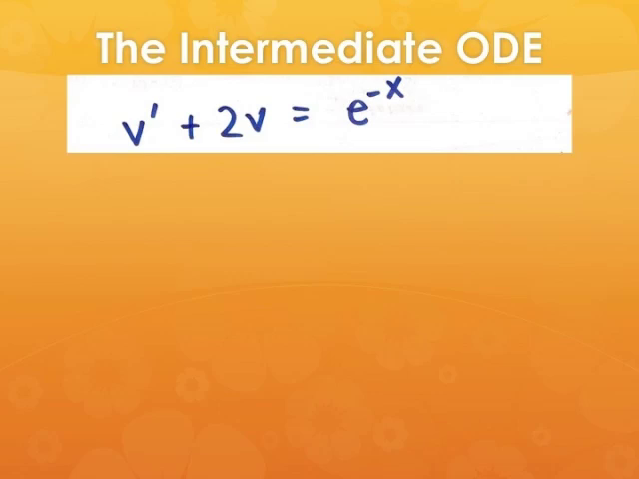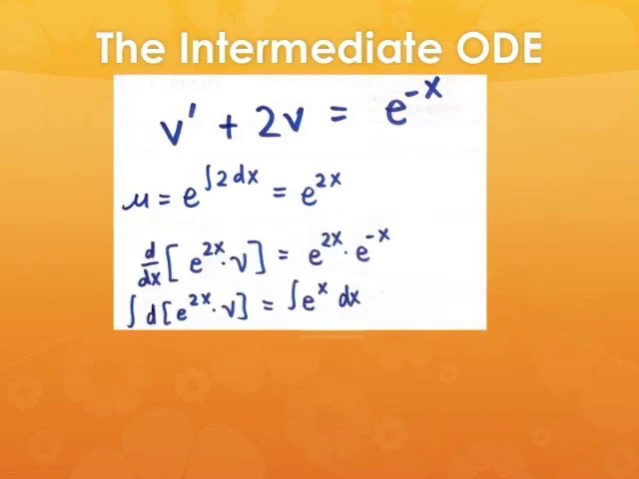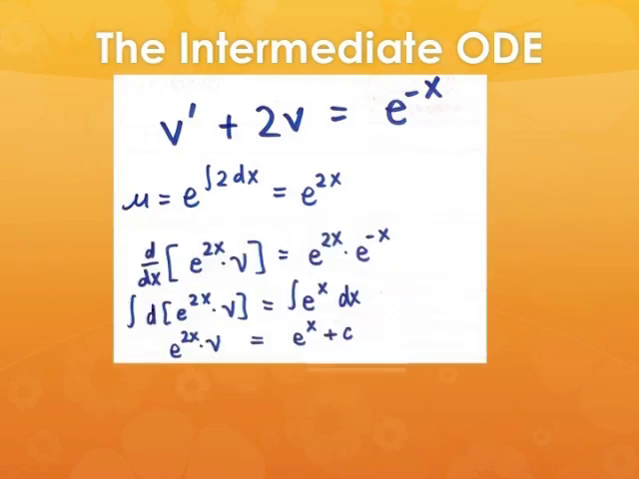I've actually already solved this problem as an example, so I'll just rush through the steps of how to solve it in this particular video. But if you need help solving this ODE, I'll post a link and you can watch the video on how to solve this one. Okay, and once you solve for v, you should get that v equals e to the x plus c divided by e to the 2x.